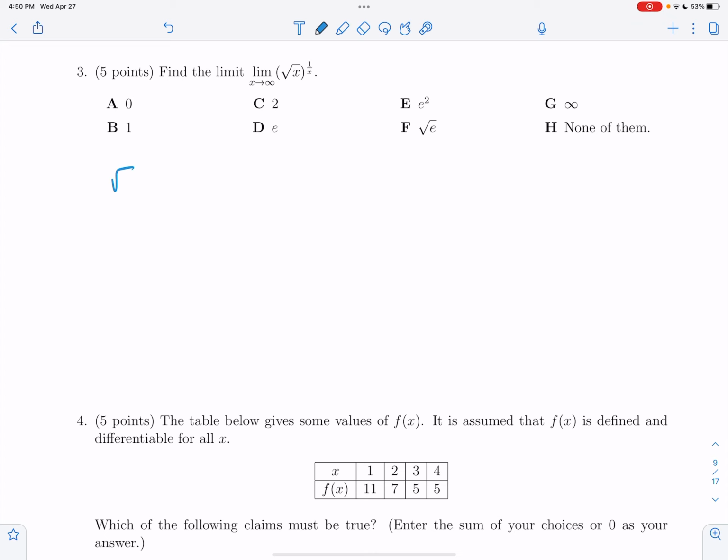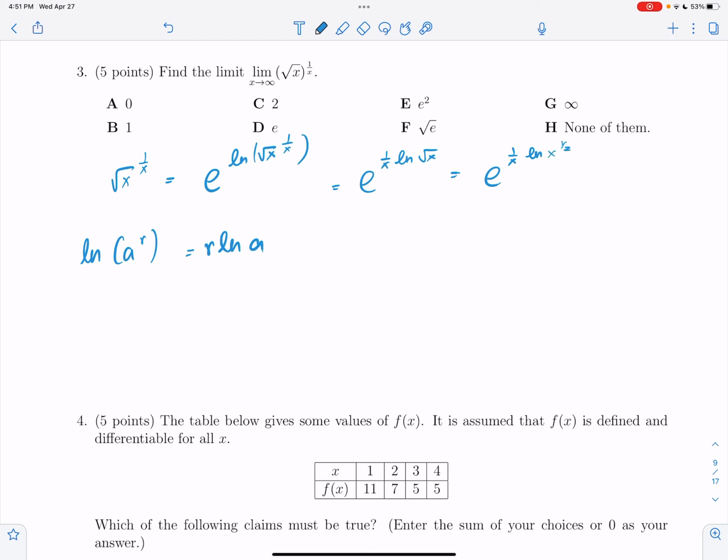All right, so square root x raised to 1 over x will be e raised to ln of (square root x raised to 1 over x), which is e raised to 1 over x times ln square root x. But you know ln a to the r is r ln a, so we could simplify it a tiny bit further and write it like this. Square root x is x raised to 1/2, and this will be e raised to 1 over x times 1/2 ln x, so 1 over 2x times ln x.